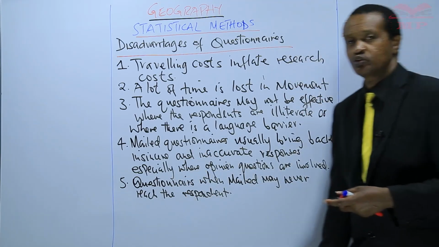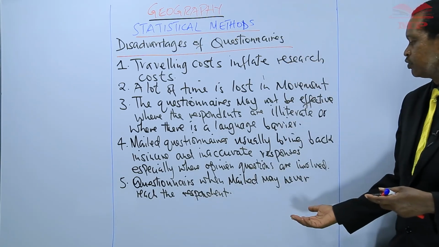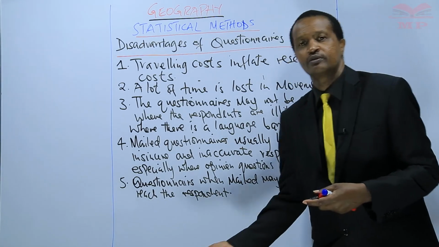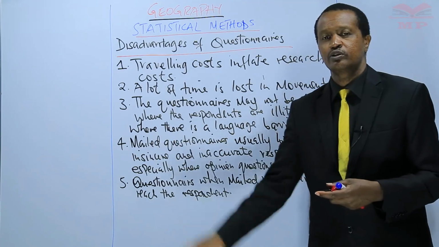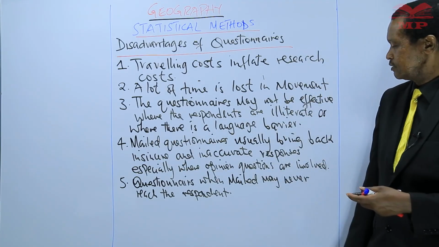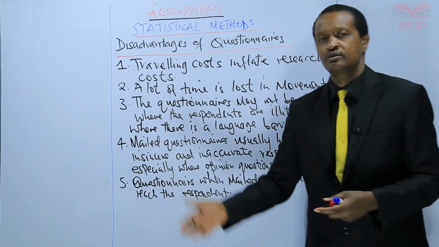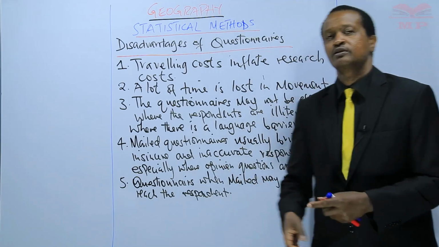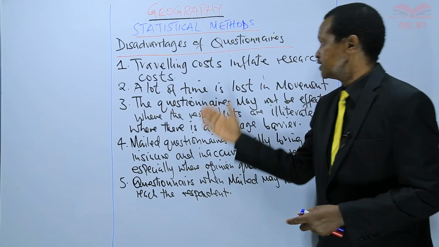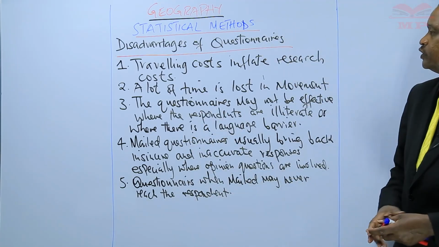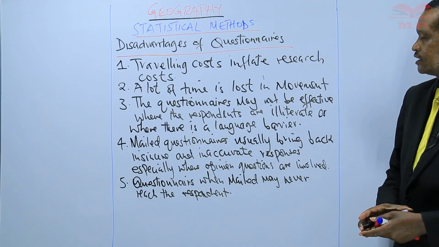And there are various reasons why the questionnaires may not be received by the respondent. For example, a mail may get lost along the way. Okay? When you send a parcel, it may be misplaced. So these are some of the disadvantages of using questionnaires, learners.